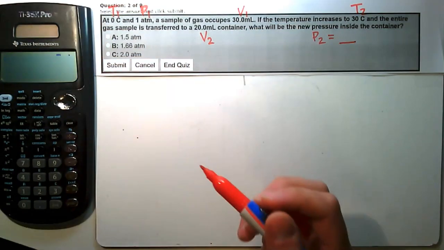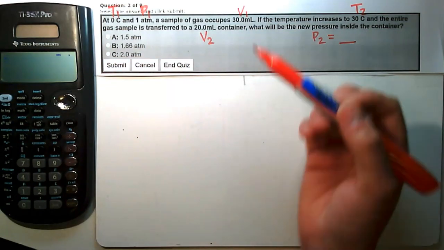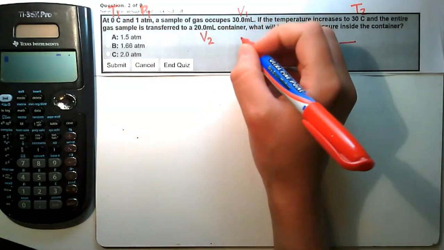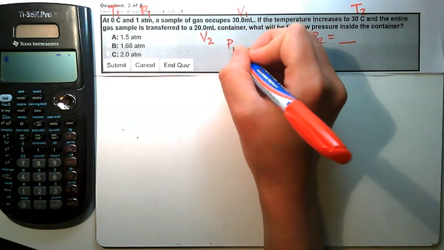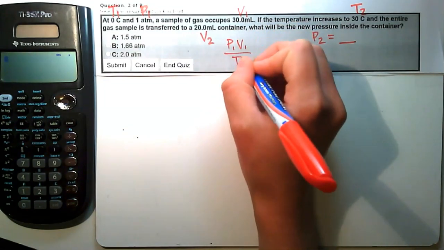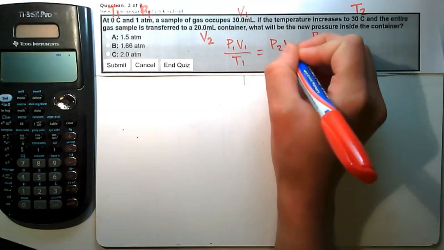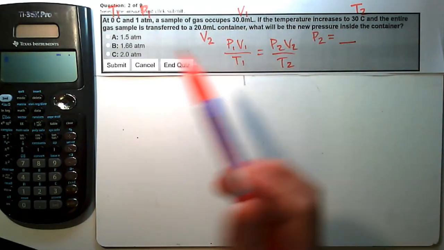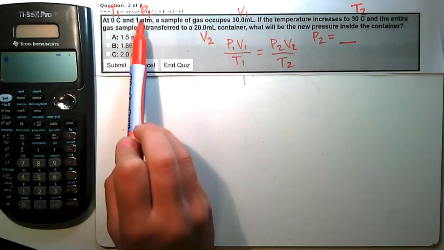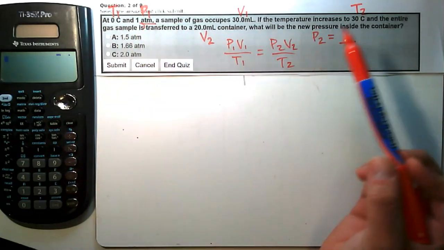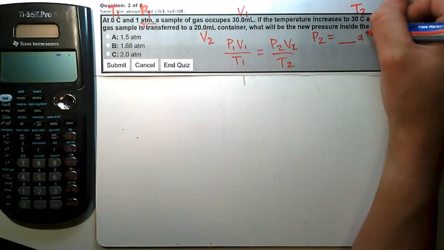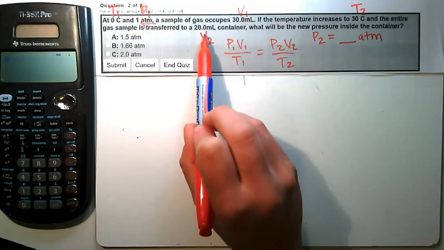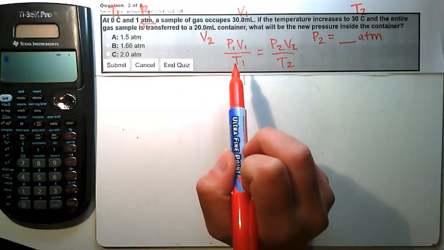Okay, so now that we have all of our variables labeled, we need to check the units on all of our variables. We're definitely going to use the combined gas law here. So P1 times V1 over T1 equals P2 V2 over T2. But we need to check all of the units on our values. Let's first check pressure. We have atm, and so our new pressure that we're finding will also be in atm. Volume, we have milliliters on one side and milliliters on the other side, so those are fine.